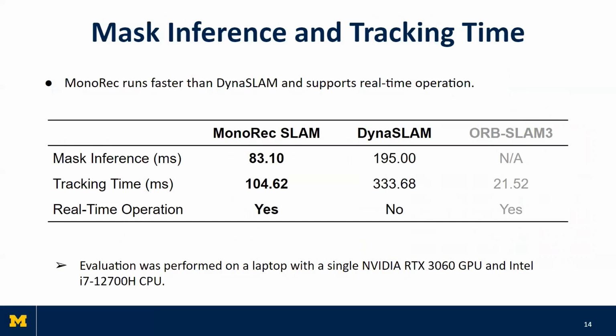This slide shows the comparison of computation time in milliseconds for generating masks and tracking poses for MonoRec SLAM and DynaSLAM. It is evident that MonoRec SLAM takes about half the time that DynaSLAM takes to generate masks and about 1/3 of the time for tracking a pose, enabling it to handle real-time operation. The third column represents the computation time for ORB-SLAM 3, which is provided for reference.